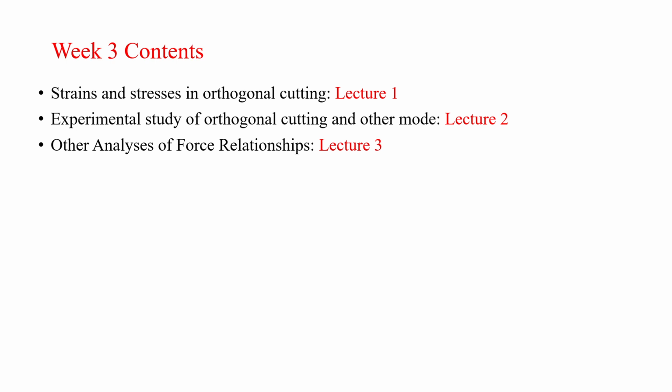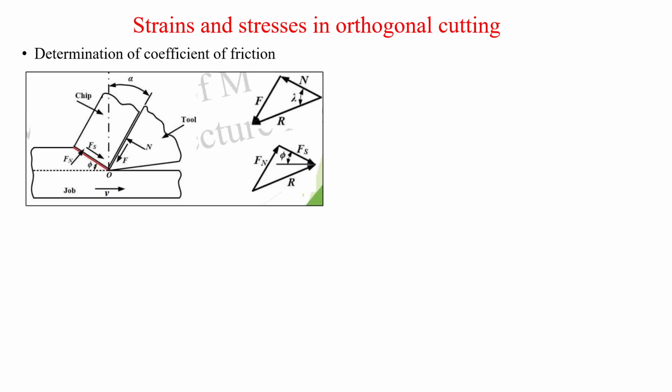The week 3 contents include the strains and stresses in orthogonal cutting, which was taught in lecture 1, the experimental study of orthogonal cutting and other models, which was taught in lecture 2, and the analysis of the force, which was taught in lecture 3. Now we'll begin with the strains and stresses in orthogonal cutting. First we will determine the coefficient of friction, which we have discussed just now.